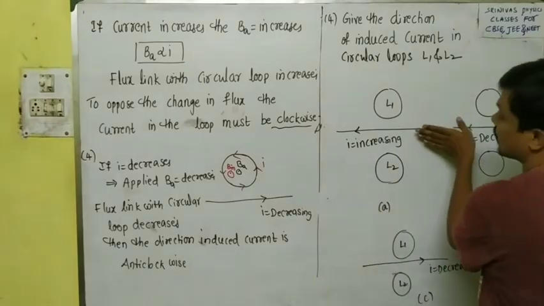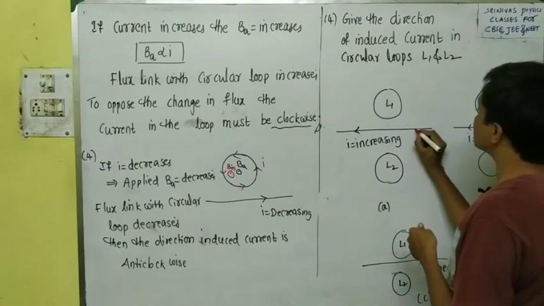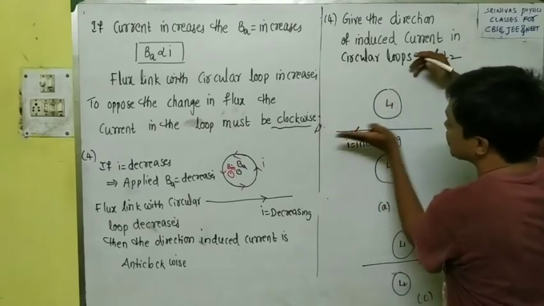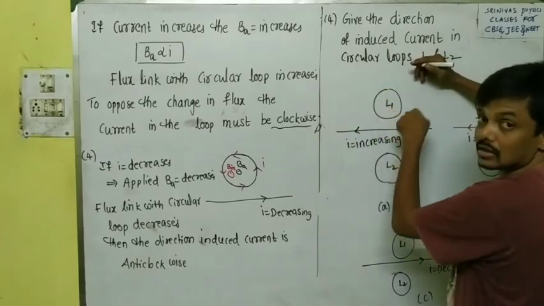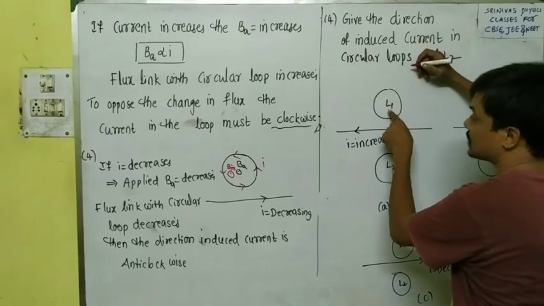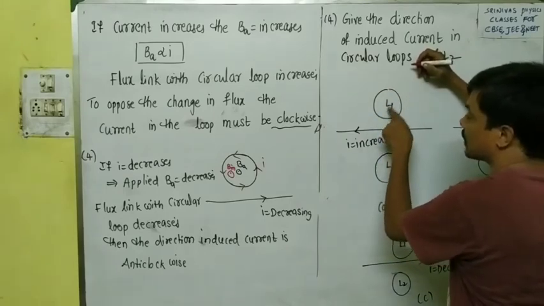Look at here, this side current is increasing. This side current is increasing. You remember that in this, current increasing means flux increasing, right? Then when the flux increases, the change in flux induces the EMF and current in this.